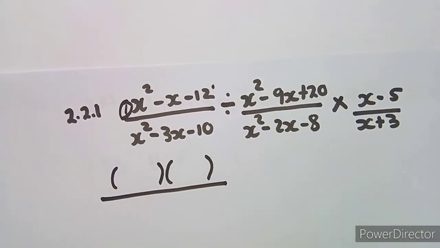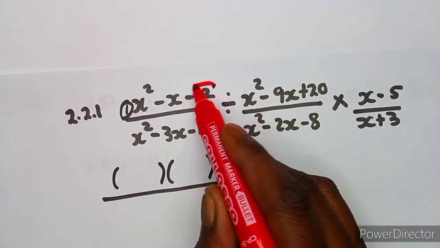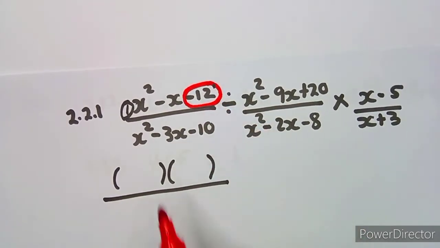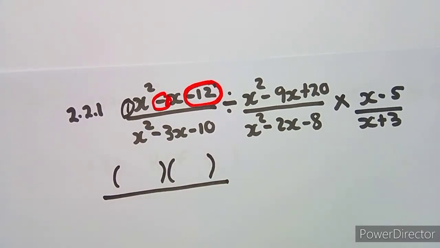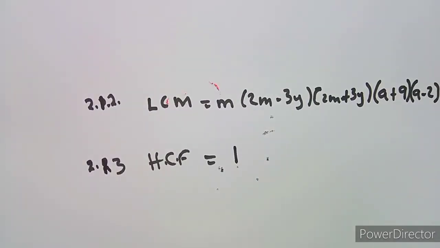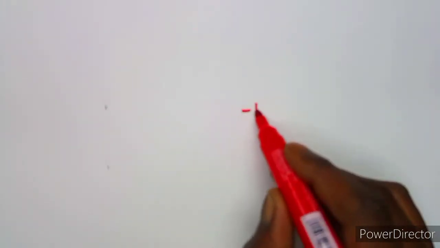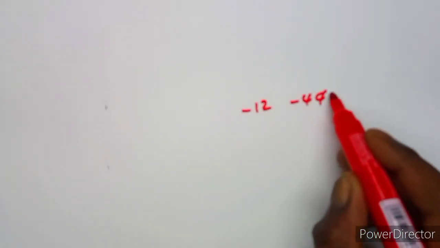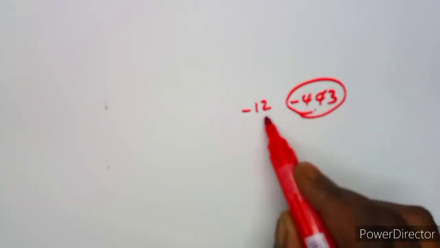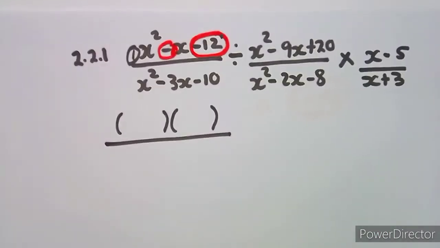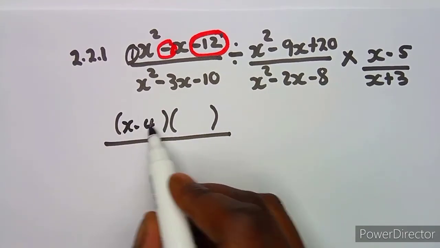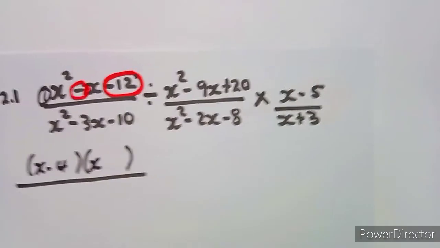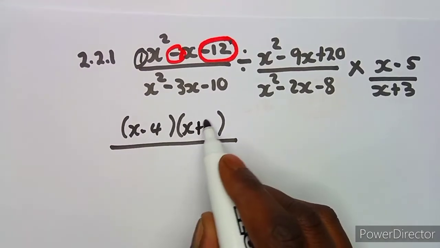Let me just write it here. If we focus with negative 12 here, what are the factors of negative 12 which are going to give us minus 1? So negative 12, we have got negative 4 and 3, isn't it? If you multiply, it's minus 12. If we add, it's minus 1. So we are going to have x minus 4, x plus 3.